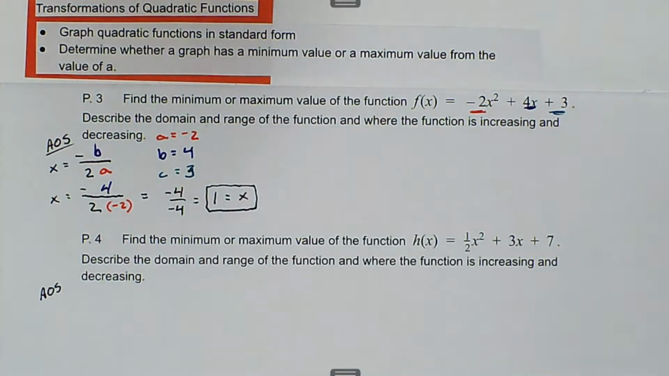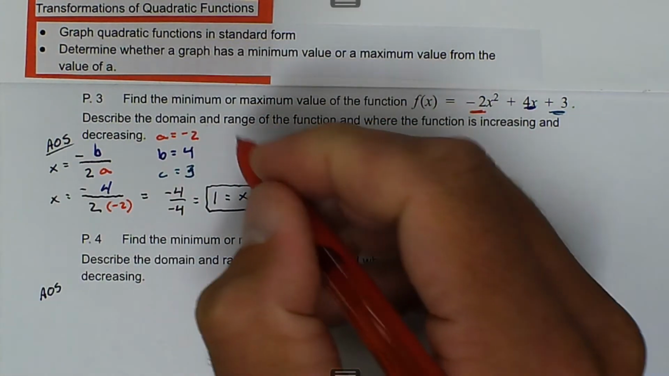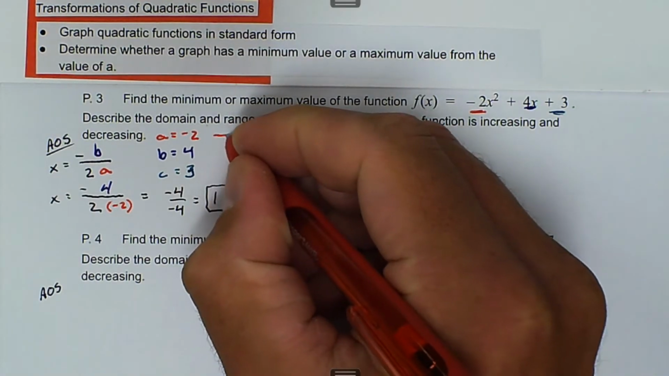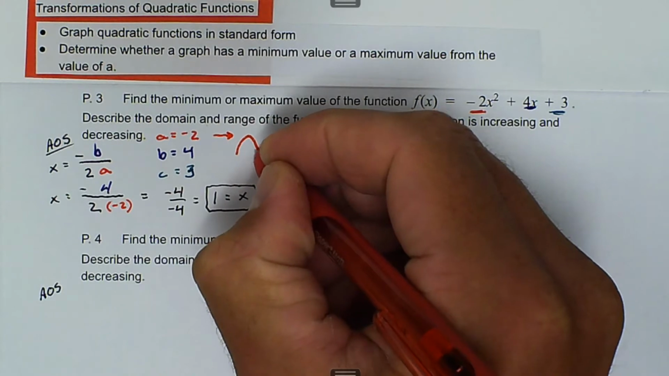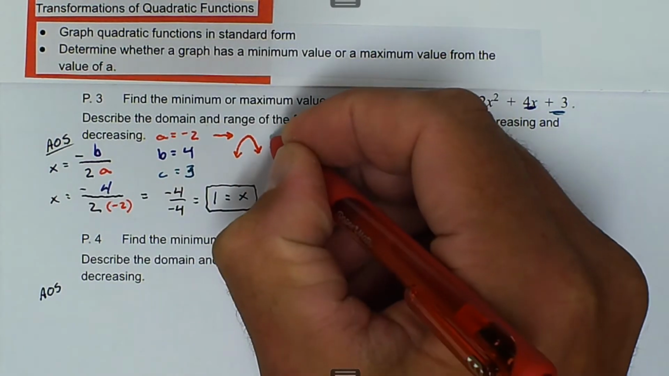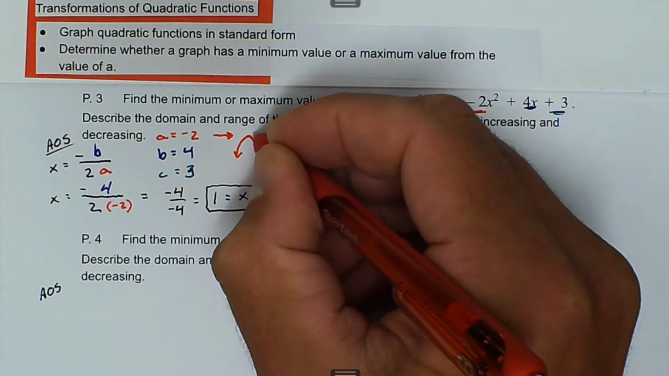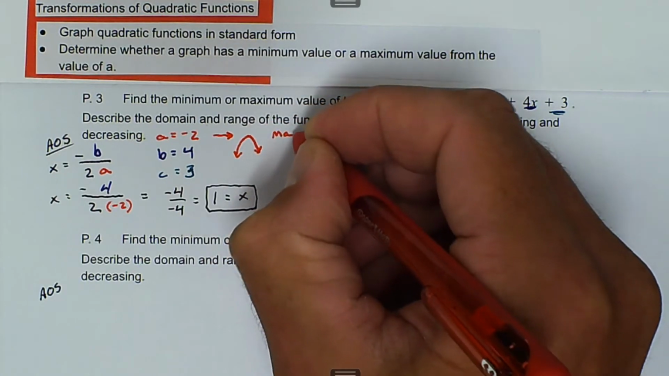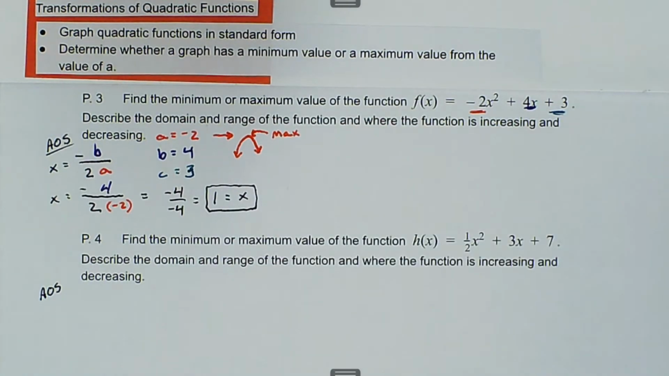Now, something that helps me out is always to look at the a value. The a value is negative 2, so we know that our parabola is going to open down. It looks like a mountain, and the top of the mountain is a max. So we are going to be looking for a max at the vertex. The way that we calculate the vertex is we plug it back into the equation.